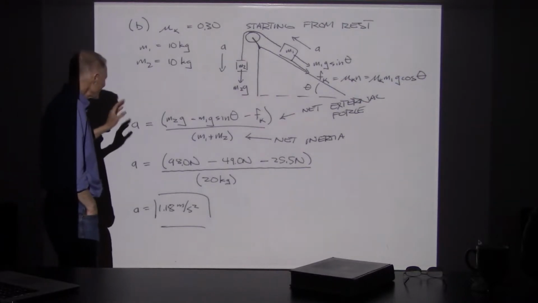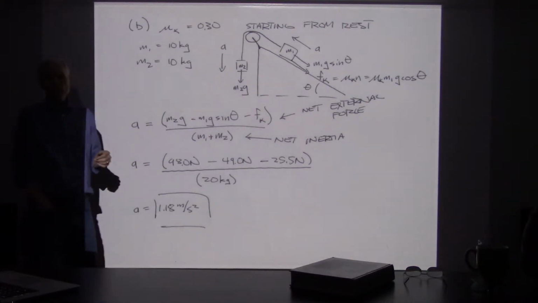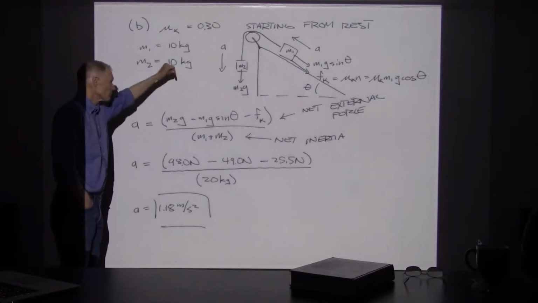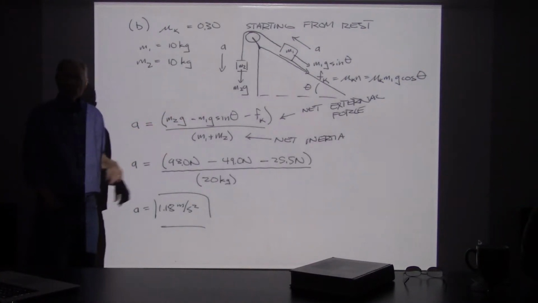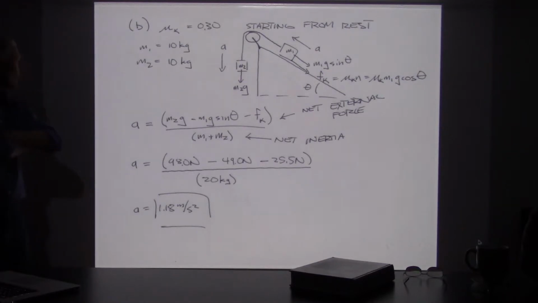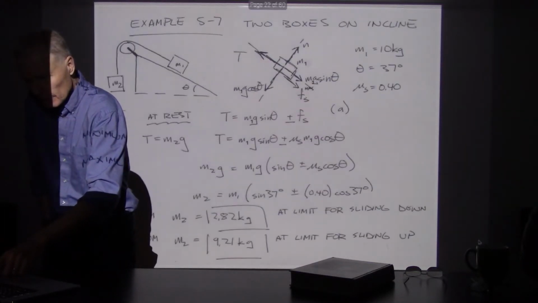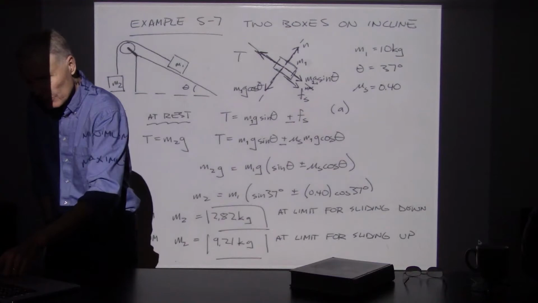Now, I calculated these all individually. Sometimes it's good just to stare at this. The driving force downwards, m2g, is 98 newtons. The m1g sine of 37 degrees, is this 30 or 37? Now I'm starting to worry. I think I put 30 degrees in. I think this one might be incorrect. Yeah, this is at 37.